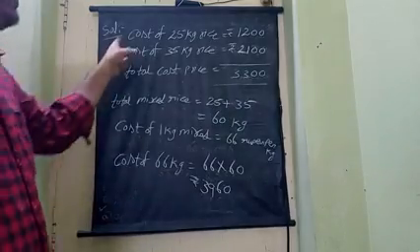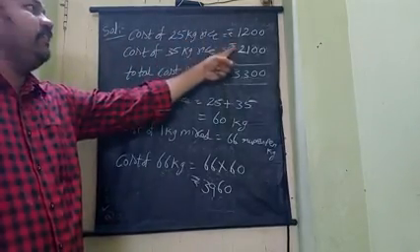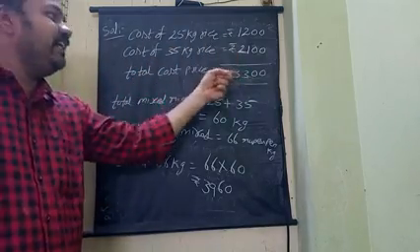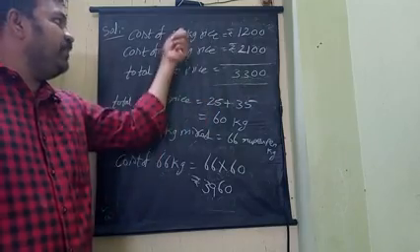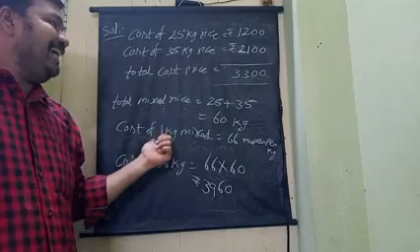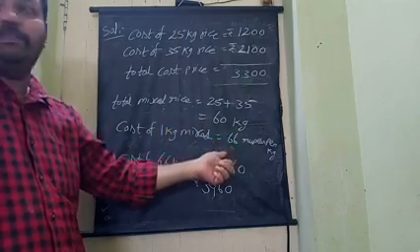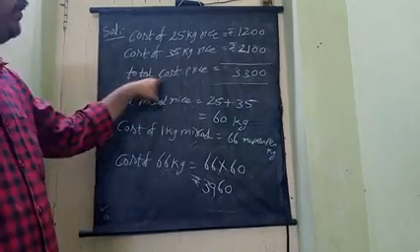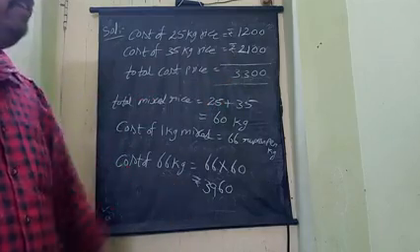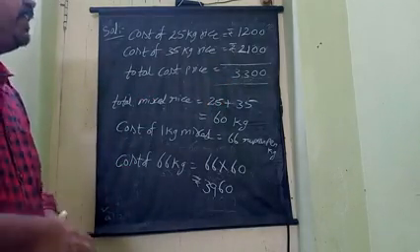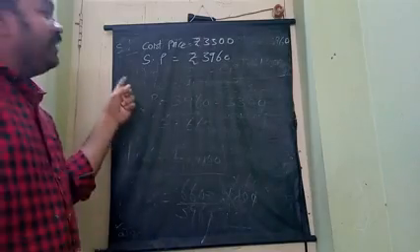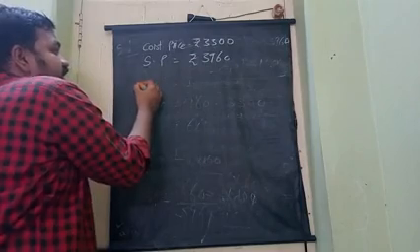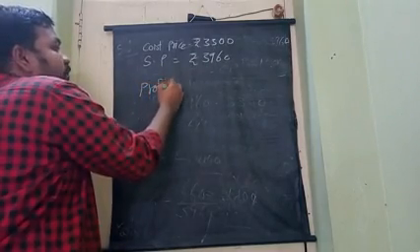Up to here what we did? The cost price of 25 kg is 1200. The cost price of 35 kg is 2100. Total cost price is 3300. Total mixed rice is 25 kg plus 35 kg, that is 60 kg. And he is selling the mixed rice for 66 rupees, so 66 into 60 is 3960. He took it for 3300 and is selling for 3960, so he got profit. How much profit he got, we have to see.